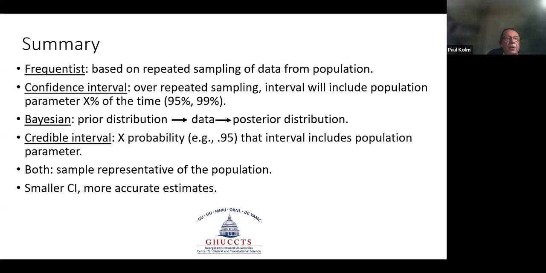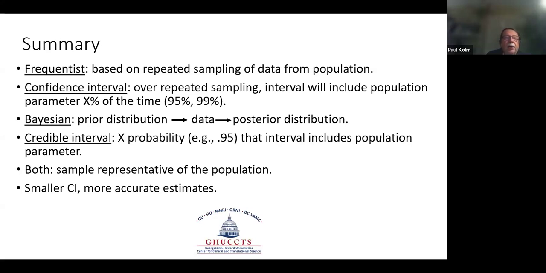Bayesian, we have a prior distribution, an assumption that we make. We then look at the data and we come up with a posterior distribution. And we calculate a credible interval, not a confidence interval. And that's the key point here, to remember the difference between the two. So the credible interval is the probability that the interval includes the true population parameter.